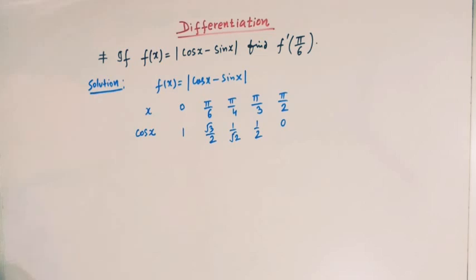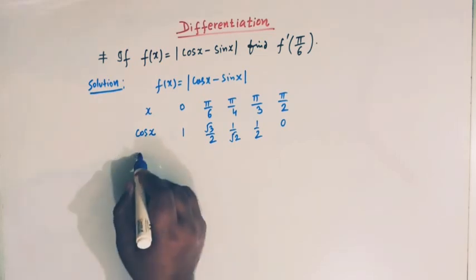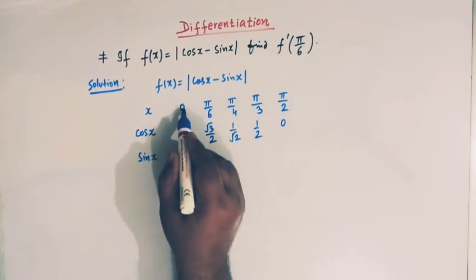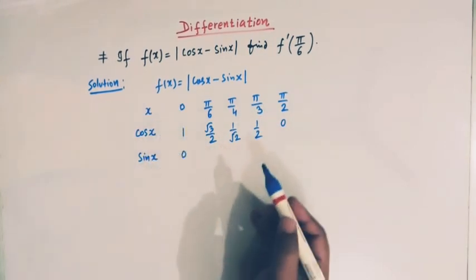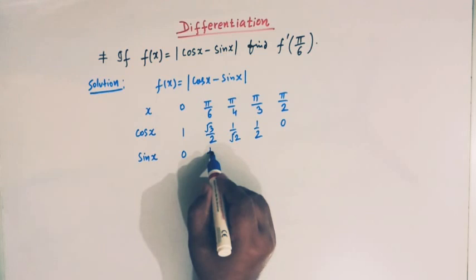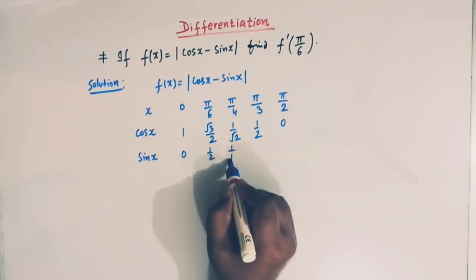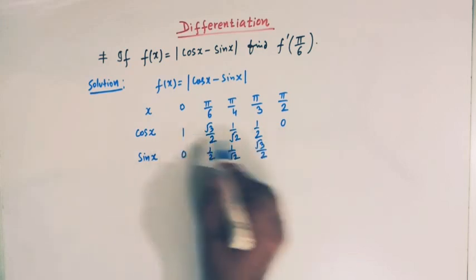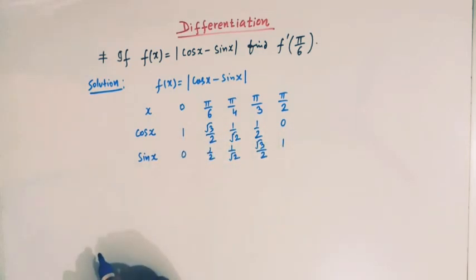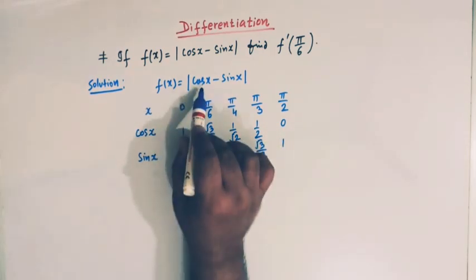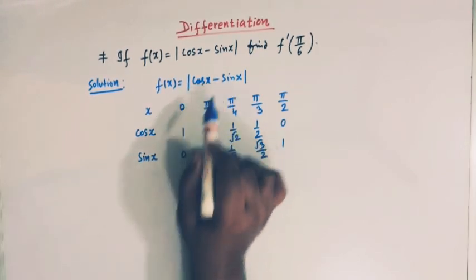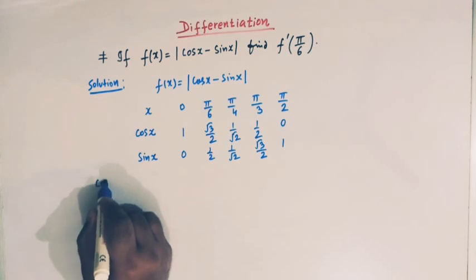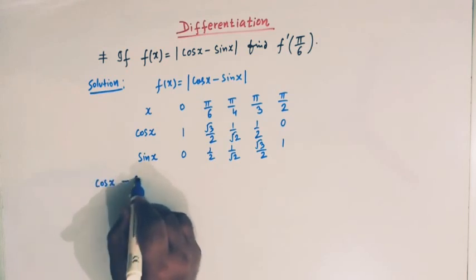And for the value of sin x at these angles, sin 0 is 0, sin π/6 is half, then we have 1/√2, then we have √3/2, and then we have 1 here. Now let us see the difference cos x − sin x.